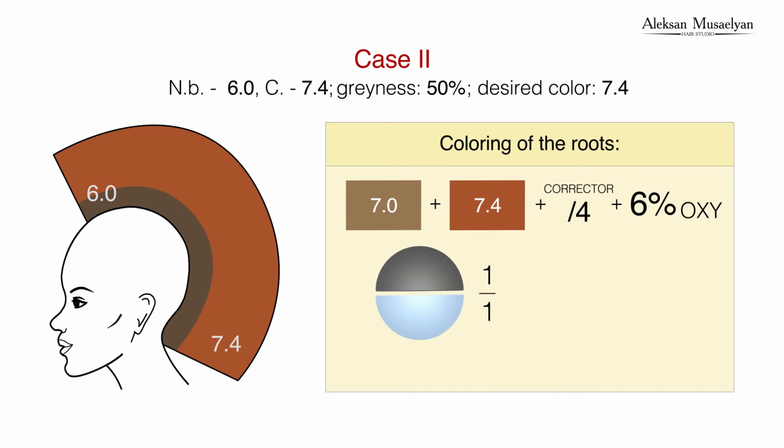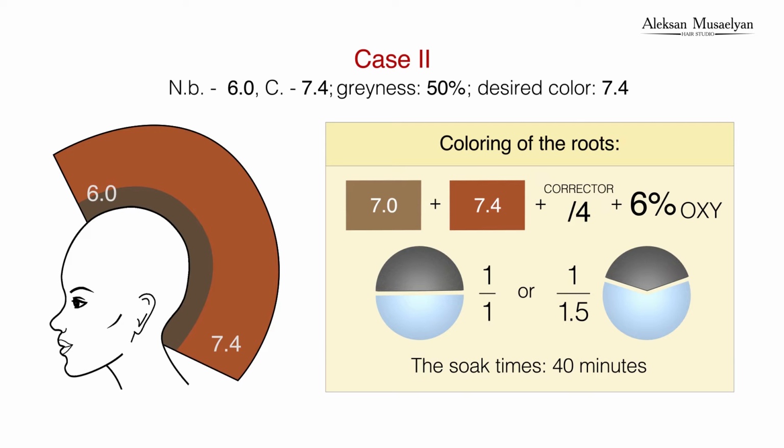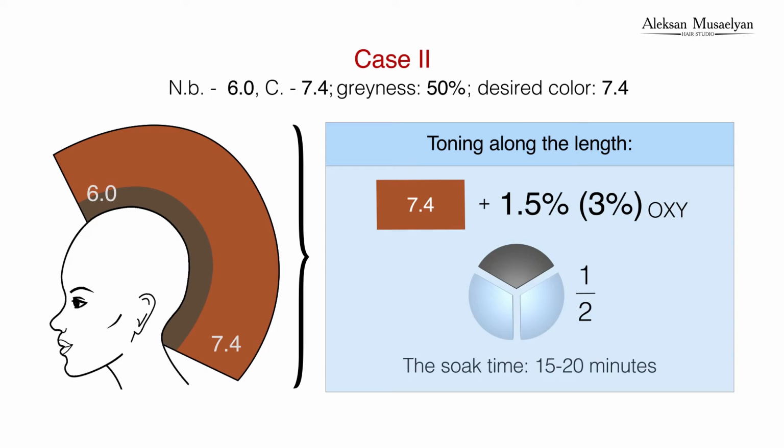The proportion is 1:1 or 1:1.5, depending on the mixing rules of the main palette of a brand. The soak time makes up 40 minutes. We are toning the hair along the length using 7.4 color mixed with 1.5 or 3% oxidizer in the ratio of 1:2 and keep it for 15 to 20 minutes.